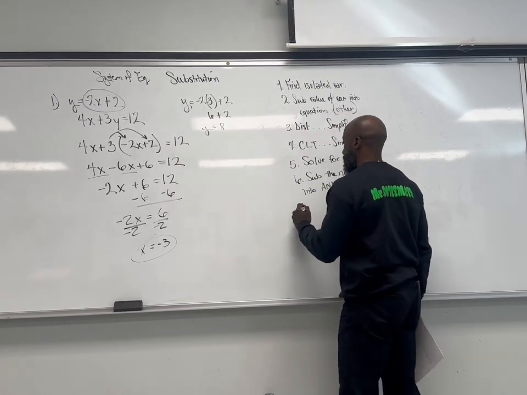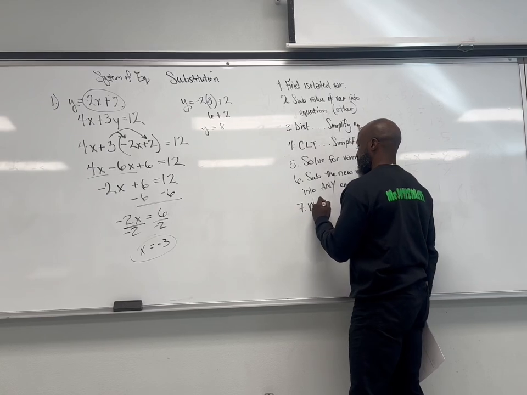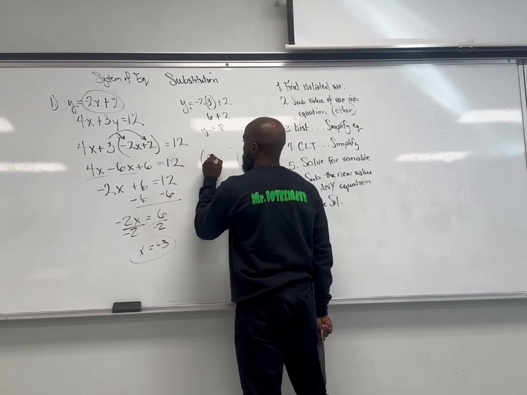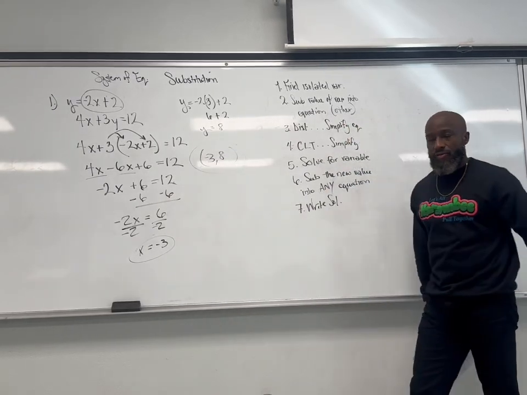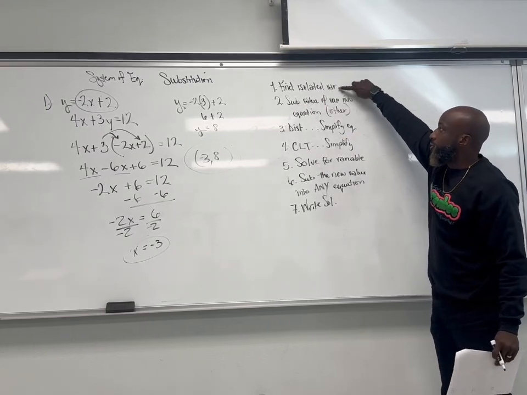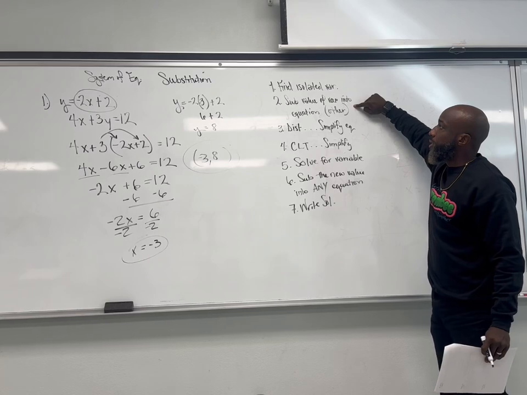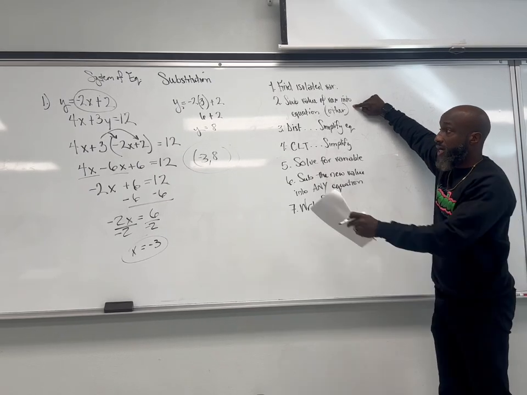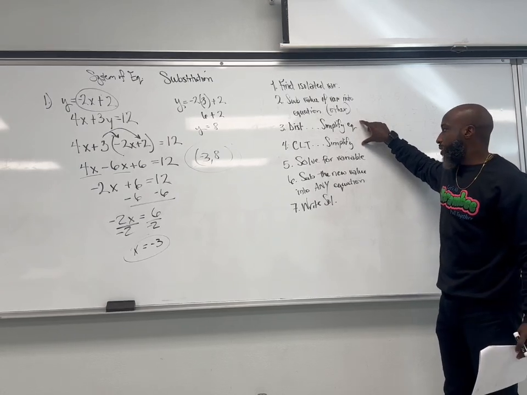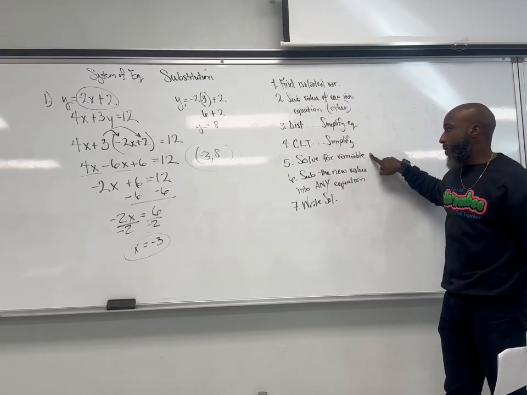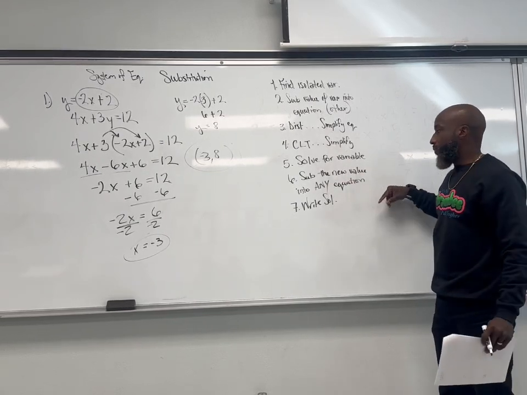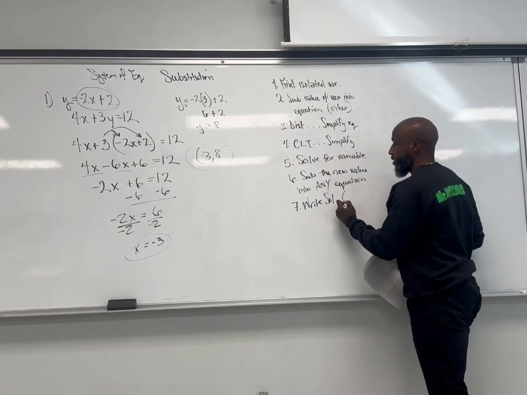So then we gotta write the solution. We got x being negative 3, y being 8. So your answer is negative 3, 8. Okay? So in system of equations by substitution, we gotta isolate the variable, substitute the value of the variable into the other equation. Then we simplify by distributing, then combine the like terms, and then solve for the variable. After that, we substitute that value into the other equation, solve, and write our solution as an ordered pair.